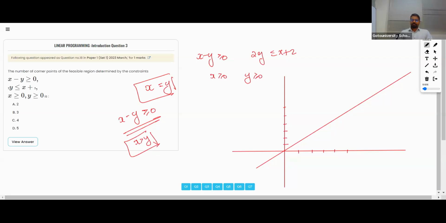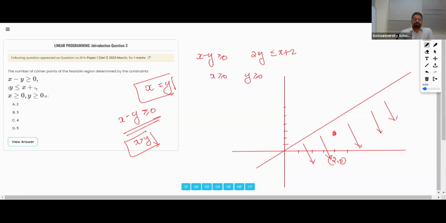For example, if I take a point like 2, 0, here x is more than y. So this region is definitely a part of it. So our region is here. Our feasible region is on this side of the line, for this particular equation.